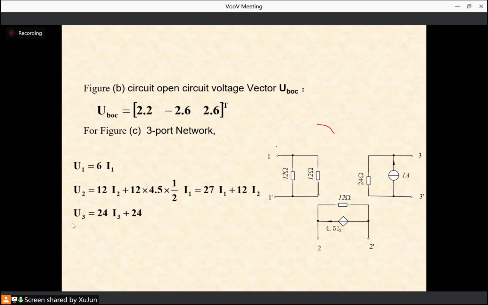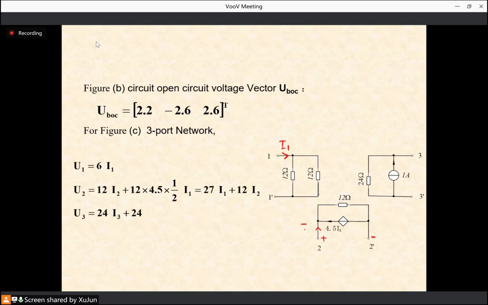For the next part, it has a source here, so it's also active. But we can write the U and I relation directly because this network is very simple. For the U1, it's I1 here, so it's only 6 I1. So U1 is 6 I1. For the U2, this position, it will be a little complicated.